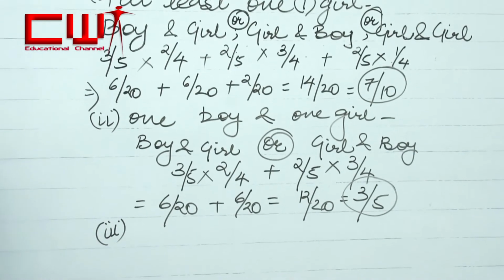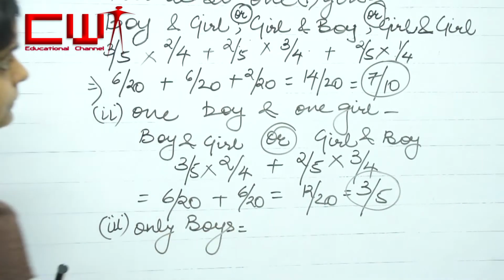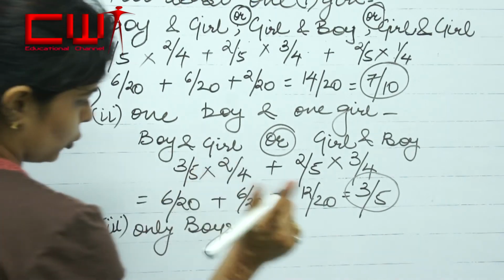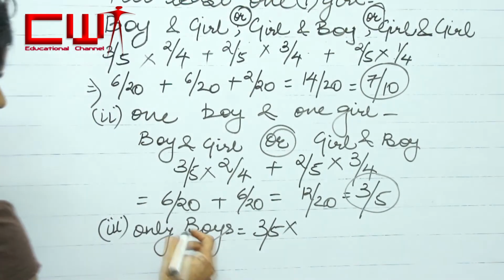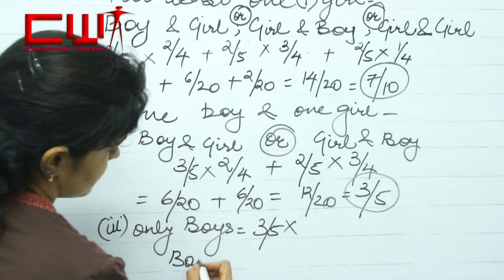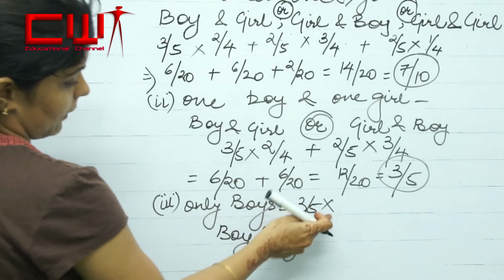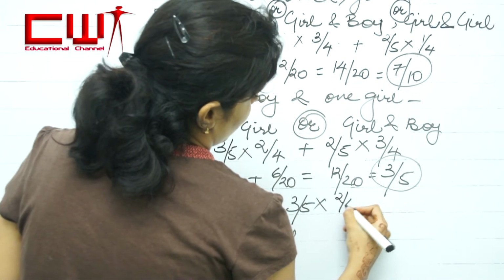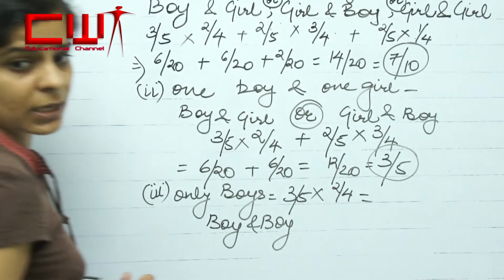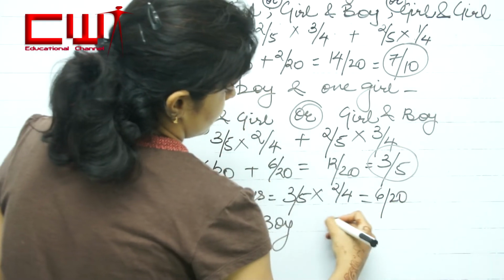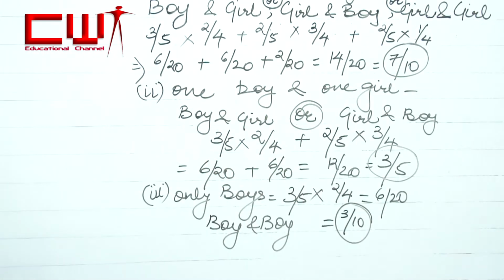Third situation they have given as only boys. Boys and boys, right? So 2 members. This is 3 by 5, 1 boy gone, into boy and boy. That means this is boy and boy, and you multiply. So this is for this boy 3 by 5 into for this boy 2 by 4. Why? 1 boy is less here, 1 boy is less here. So 3 2s are 6 and 20. So it will be 6, this is 3 by 10. So 3 by 10 is the required probability.